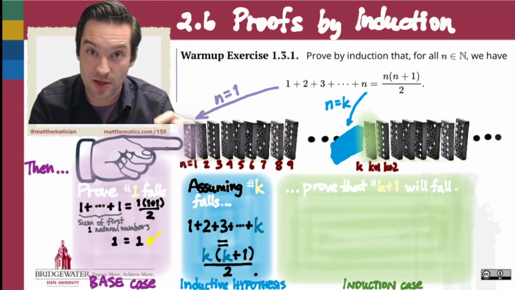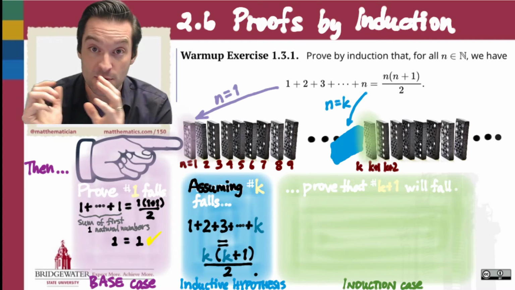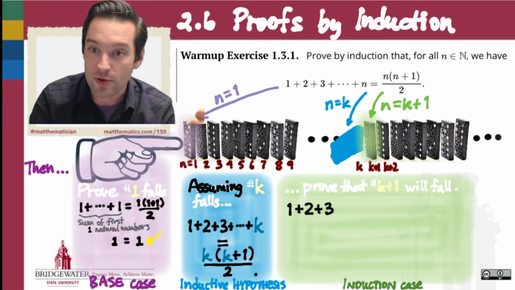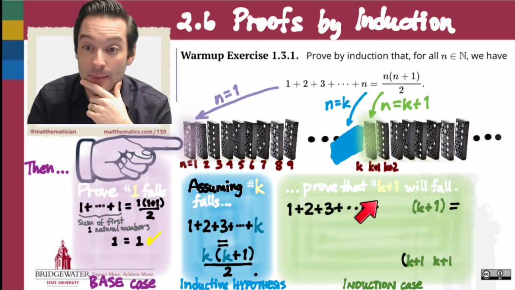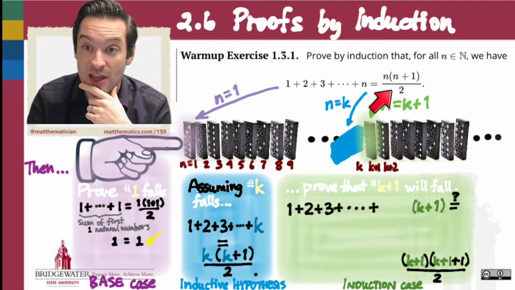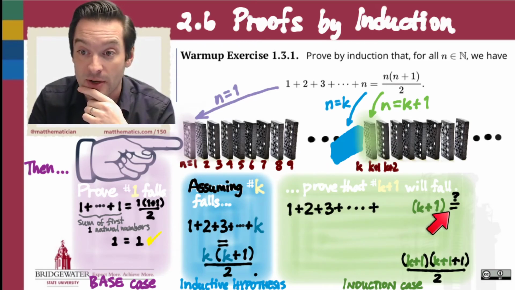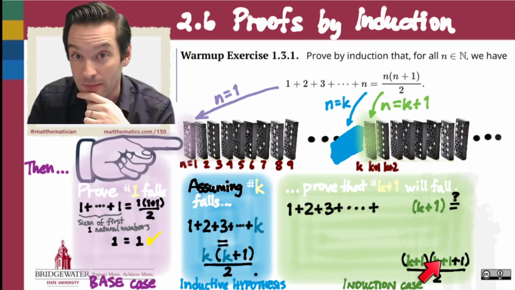Okay? So we're setting ourselves up for a direct form of proof. We assume p, and then we use p to try to prove q. And here q is the statement that the k plus first domino has fallen. So we'll evaluate the statement with k plus 1 in place of n. Right? The sum of the first k plus 1 natural numbers is equal to k plus 1 times k plus 1 plus 1 divided by 2.